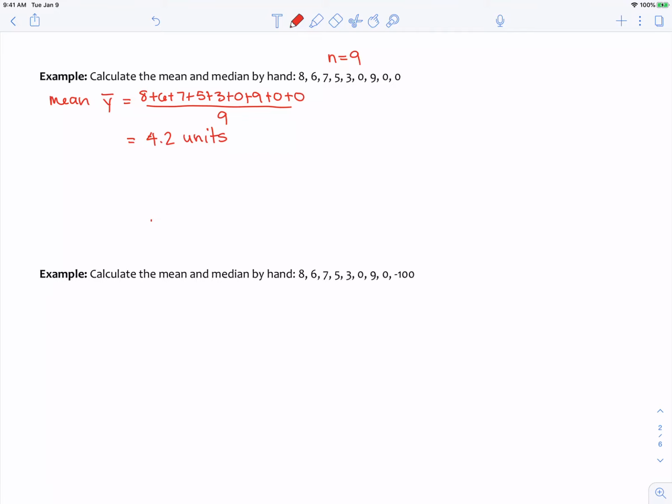Okay. Now we want to get to the median. The first step for calculating the median is to order the data from smallest to largest. You do not want to ever forget that step when you're doing this by hand.